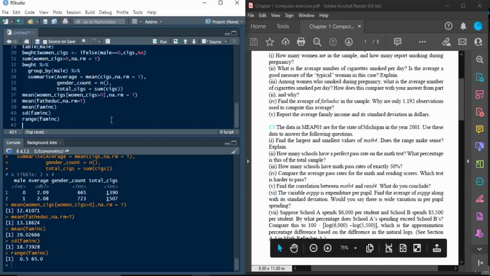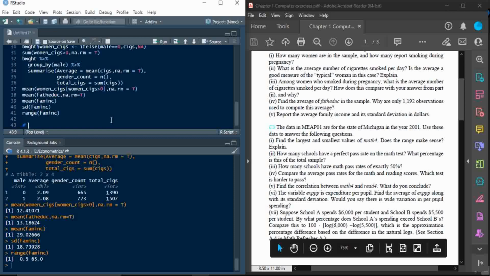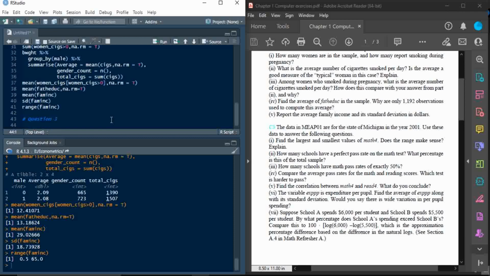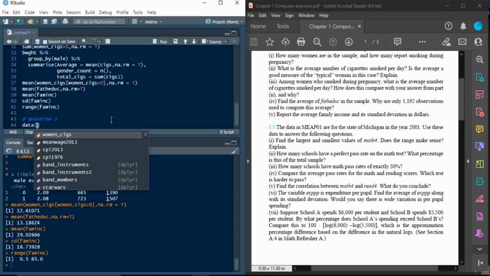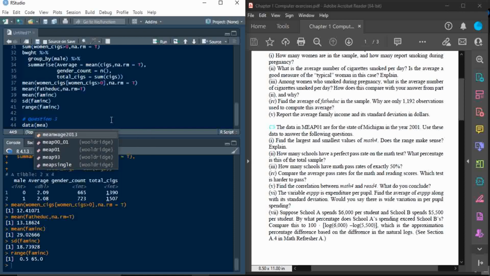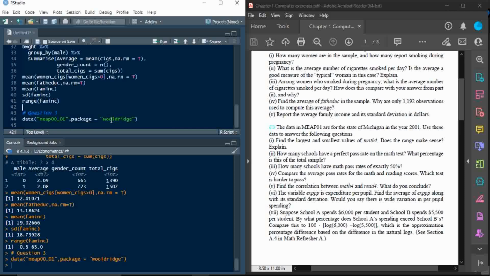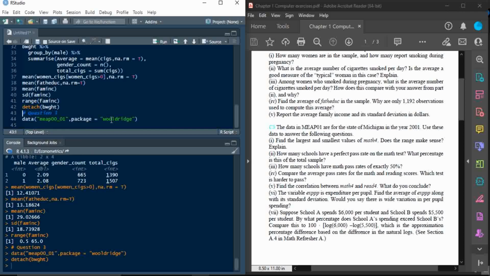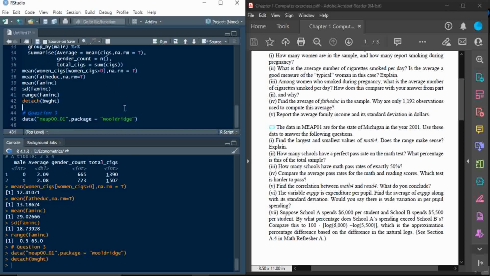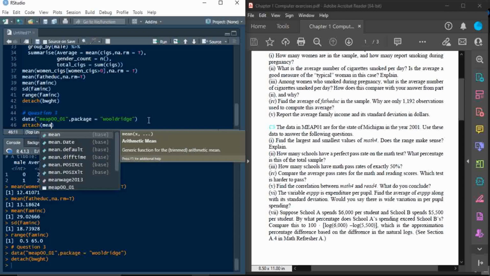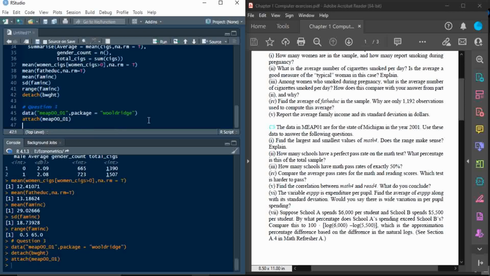So now let's look at the third question. The data set is MEAP01. Press Ctrl plus Enter, and remember to detach the data set once your work has been done. Now attach this data set for the question.